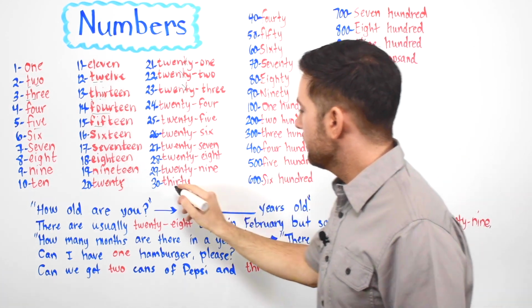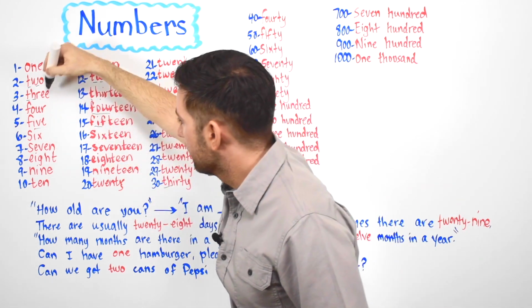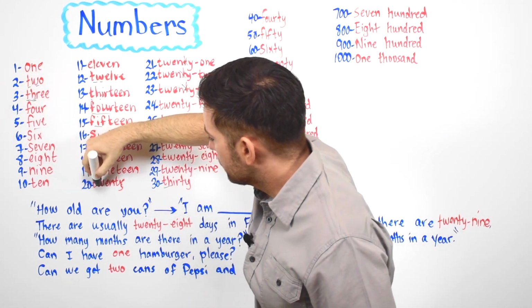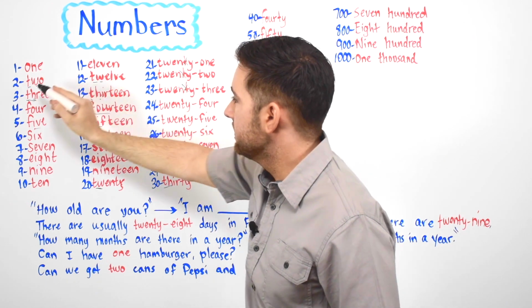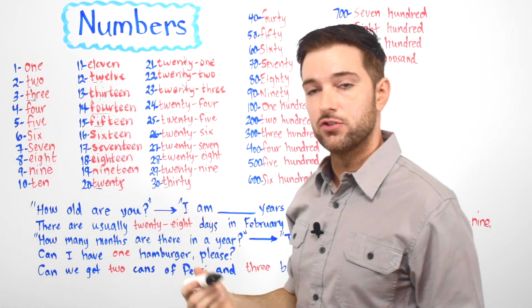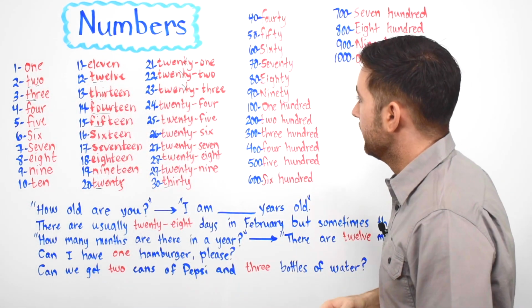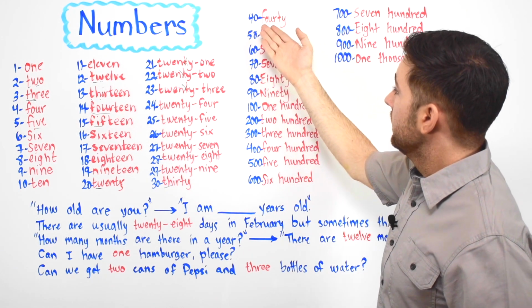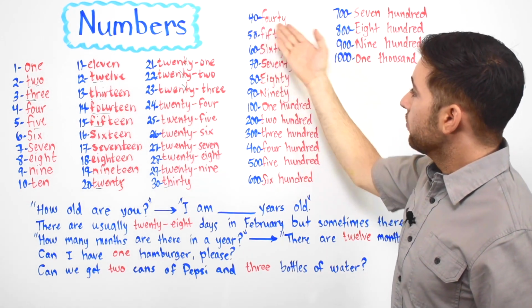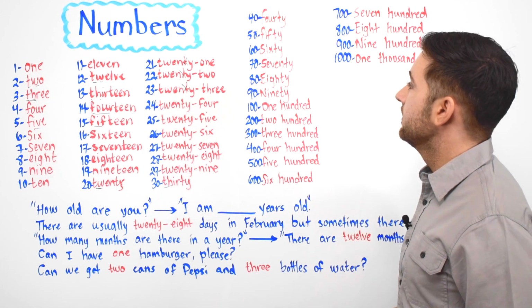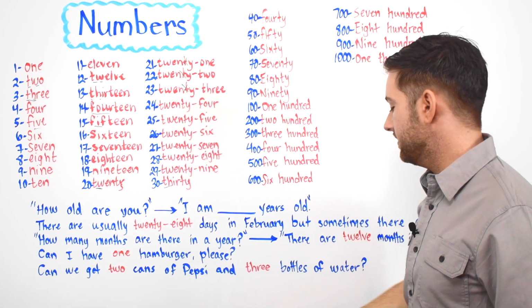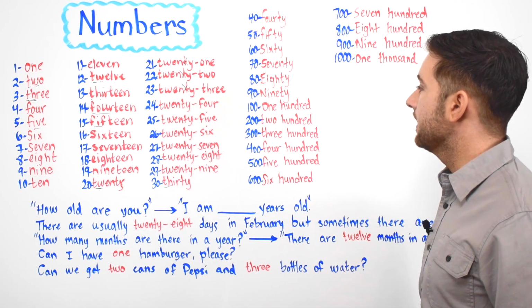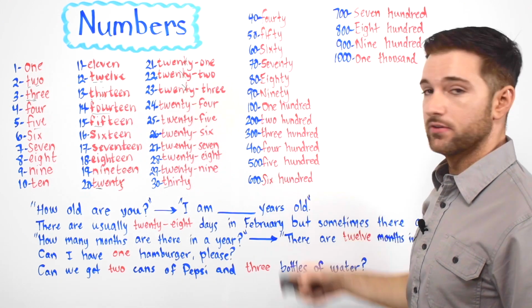And you can see here you have the TH for 3. TH, and with 20 you also have the TW from 2. All right, continuing on with the numbers here. 40, 50, 60, 70, 80, 90, and 100.